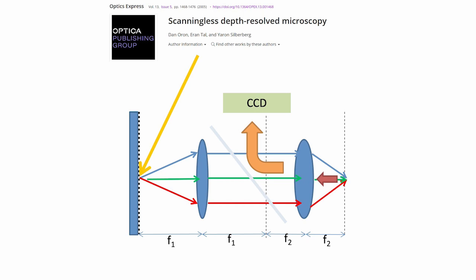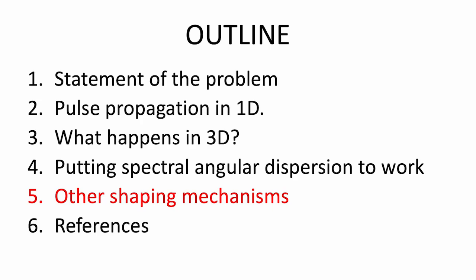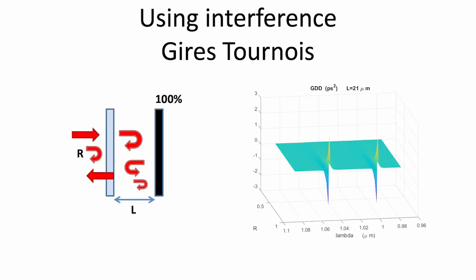So I will just talk about other shaping mechanisms that do not rely on 3 dimensions. And let's go to the next one then. One of the things, next slide, is interference. The first example of interference is the Gires-Tournois interferometer. It's like a Fabry-Perot, but you have a 100% mirror on one side.